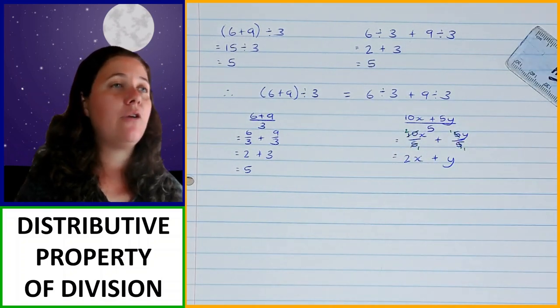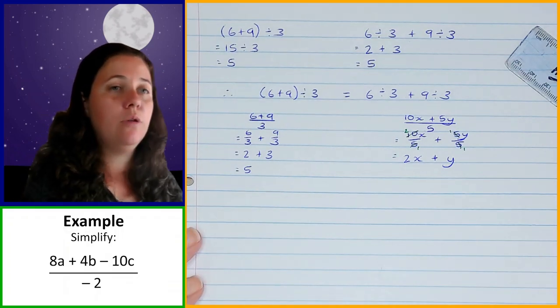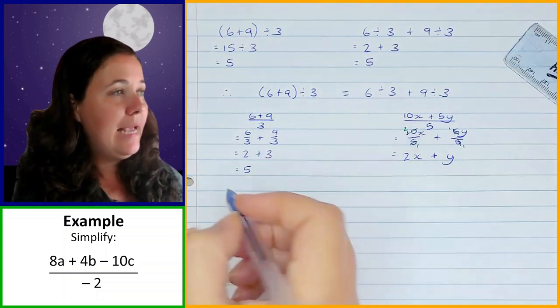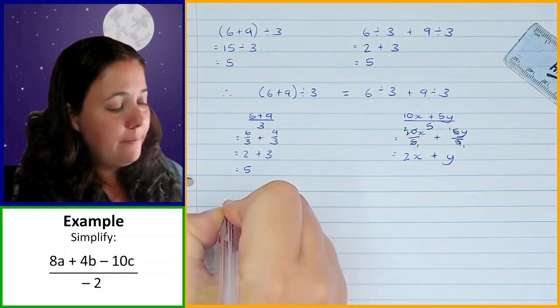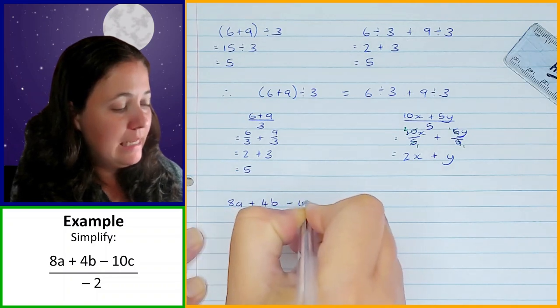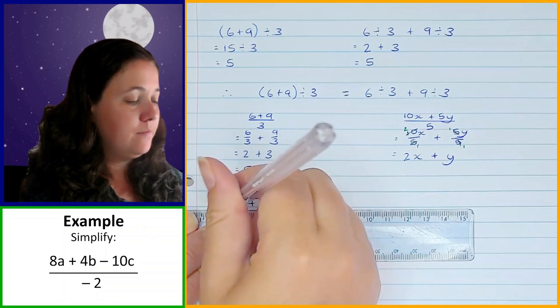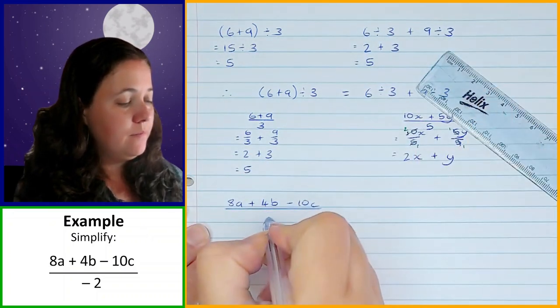Okay, so let's have a look at our first example for today. So in this example, we have got 8a plus 4b minus 10c, and that is all over negative 2.